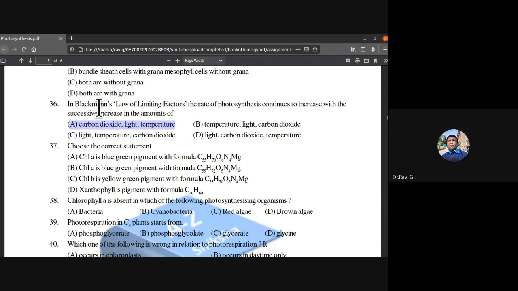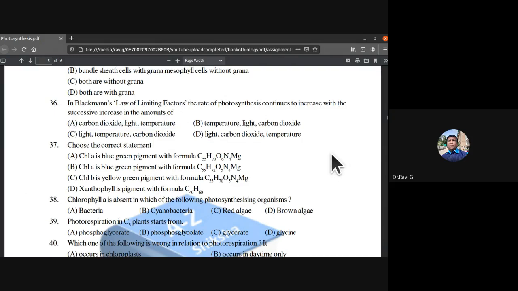So this is going to increase the rate of photosynthesis, successive increase. So from carbon dioxide, light, and temperature. 36th A is the answer. It should be in the same sequence. Successive increase in the amount of carbon dioxide, light, and temperature increases the rate of photosynthesis. So choose the correct statement.